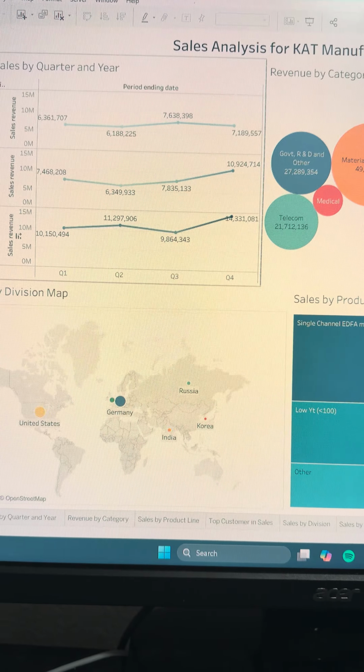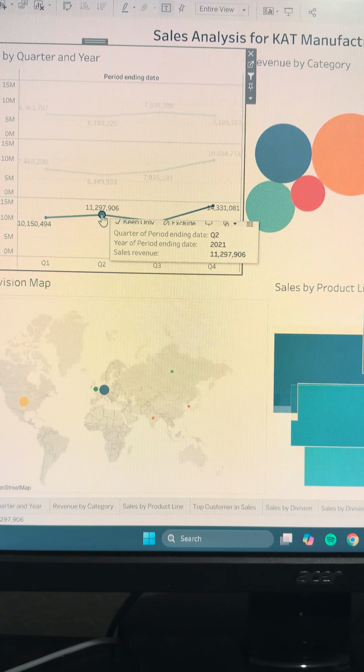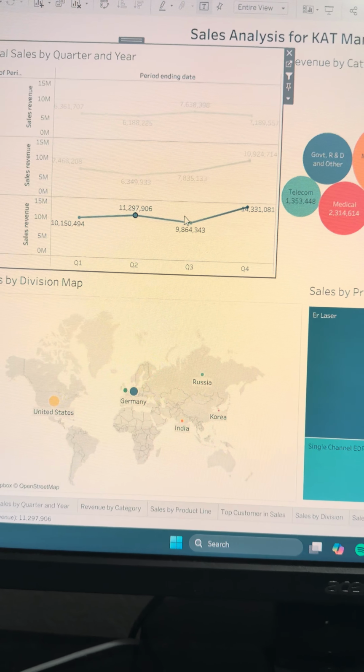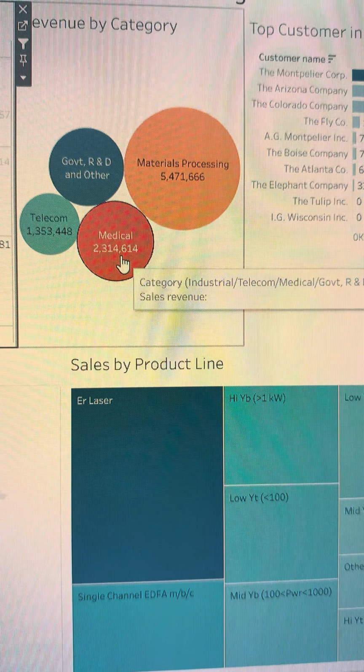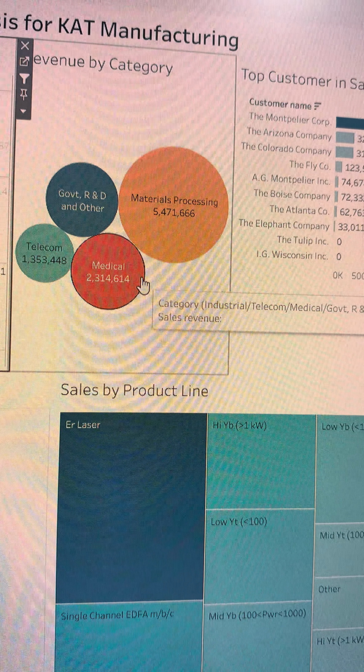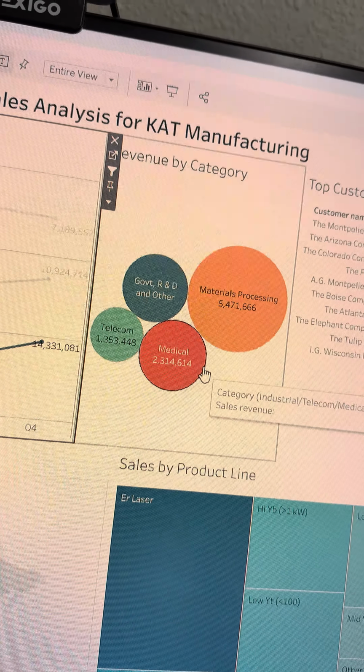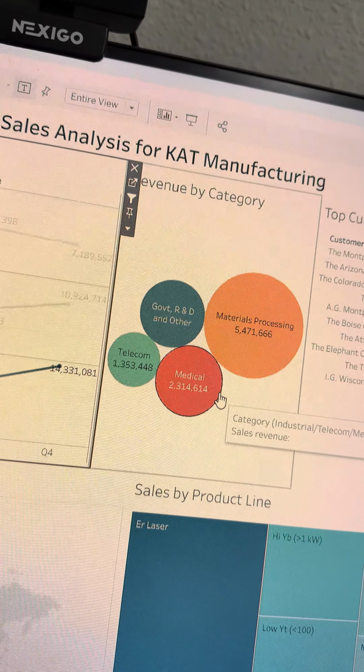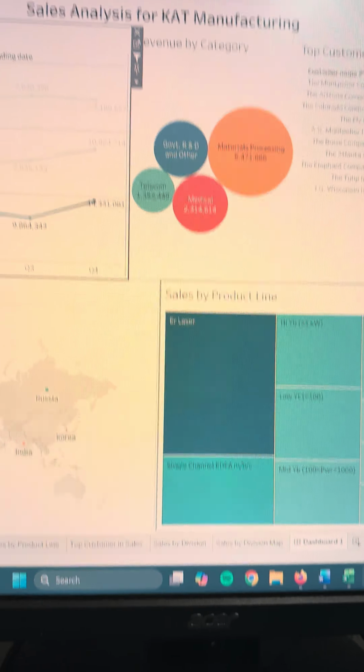So what we do is we click on the second quarter of 2021, and then we look at medical, and we see that the answer is $2,314,614. Then what is the top product line for Germany in 2019?